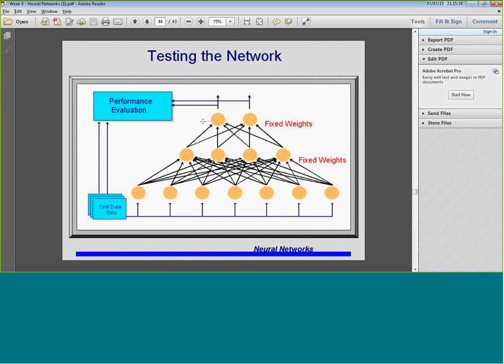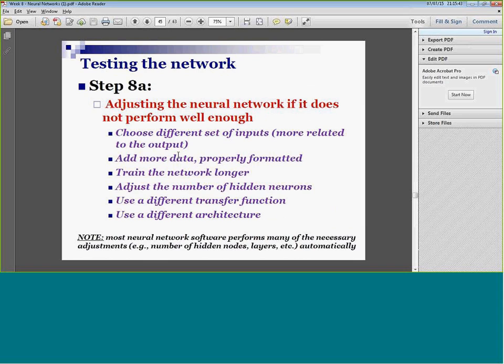So once the network is evolved or converged as well as it's going to, we freeze the weights. They don't change anymore, and now we have an operational model once it performs well against the test set. Now, what if we keep doing this and we still can't get a real good neural network?